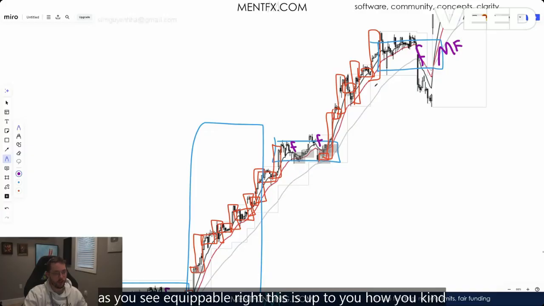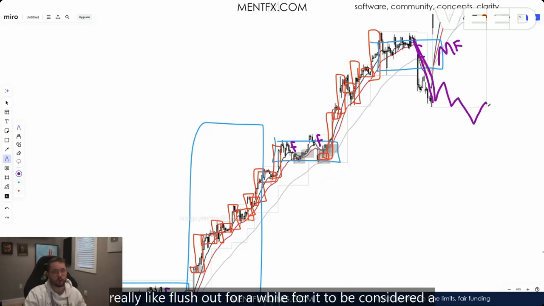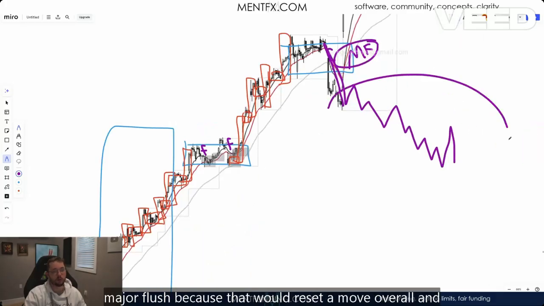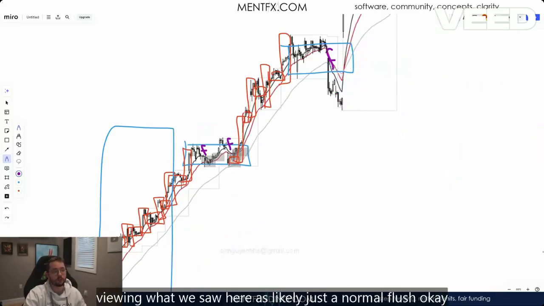This is up to you how you view this. Due to the fact that we've had a big move, I would expect this to really flush out for a while for it to be considered a major flush, because that would reset a move overall and start a new accumulation. So instead, I would still continue viewing what we saw here as likely just a normal flush.